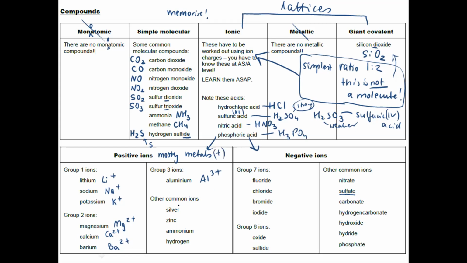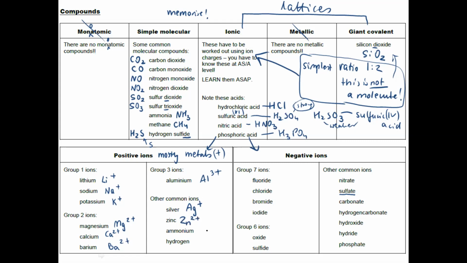Other common ions, so we've got silver and zinc. They never tell you silver and zinc, they're both in the middle of the periodic table, so that's where the transition metals are. However, they do not have varied ion charges like you learned in GCSEs for transition metals. Silver is always +1, so Ag+. You need to memorize this because they're not going to tell you. And zinc is always +2. Again, you need to memorize that.